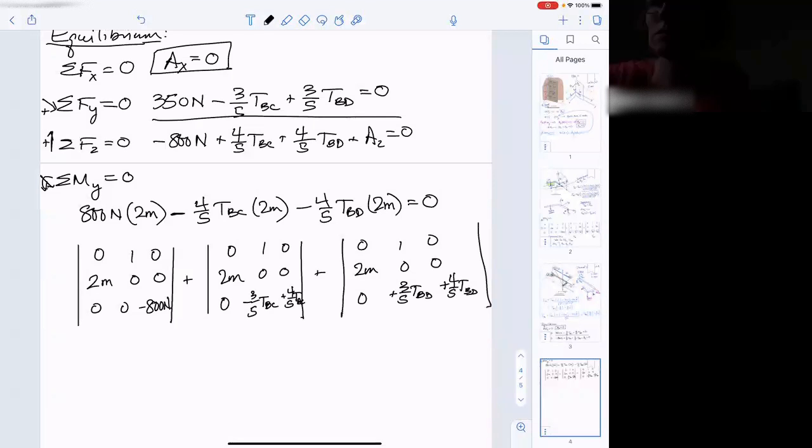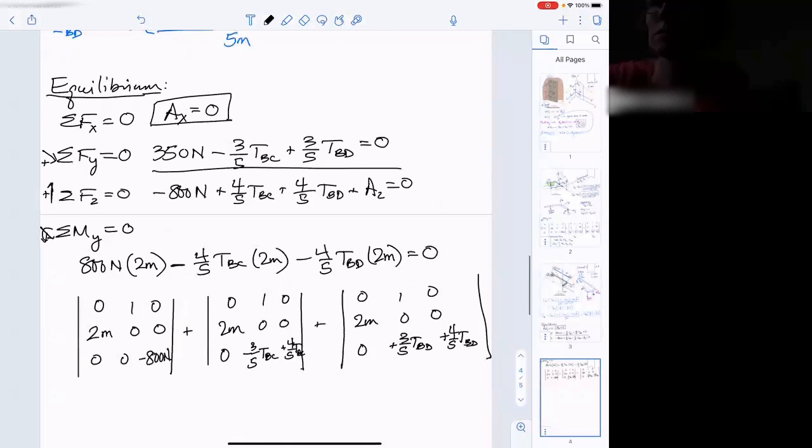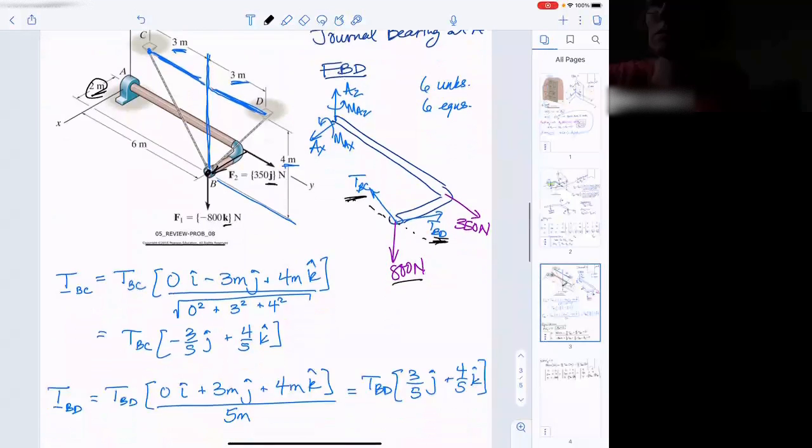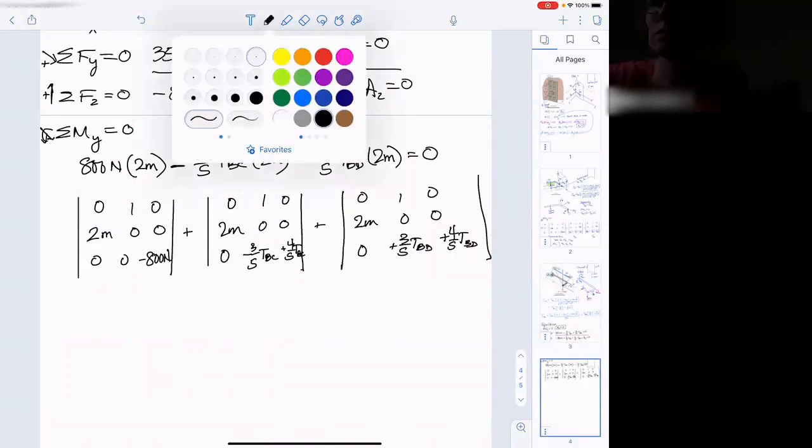TBD. So we have our three cross products. They're super simple because they have so many zeros in them. The reason the first two rows look the same, the first row should always look the same because we're summing moments about the y-axis for all of them. Because they all have 2 meters is because all three of these forces live at the exact same location. If they were at different x distances from the y-axis, they'd have a different position vector, but these are all at the same location.